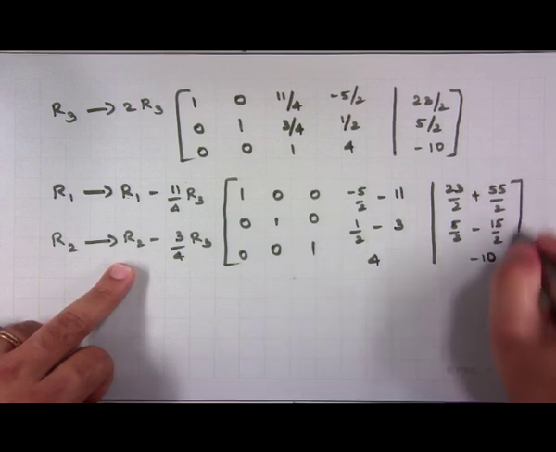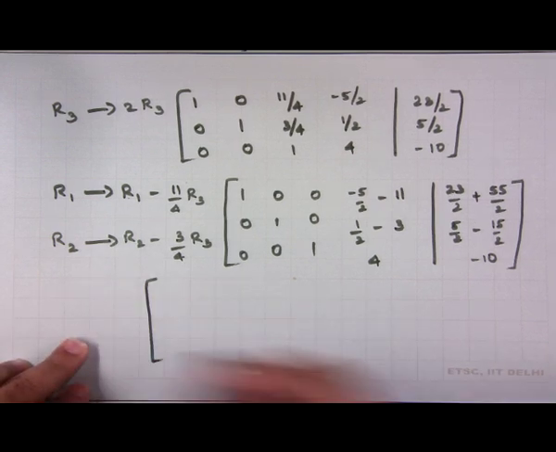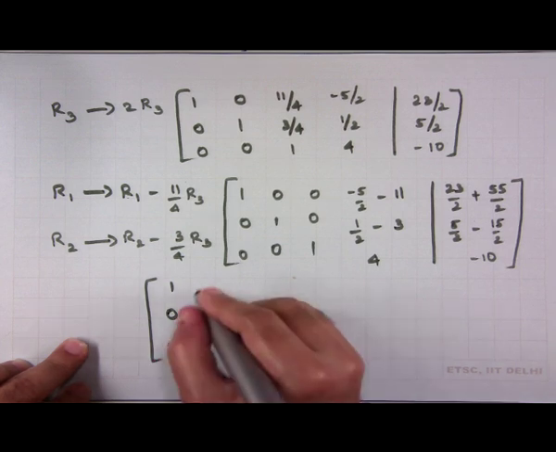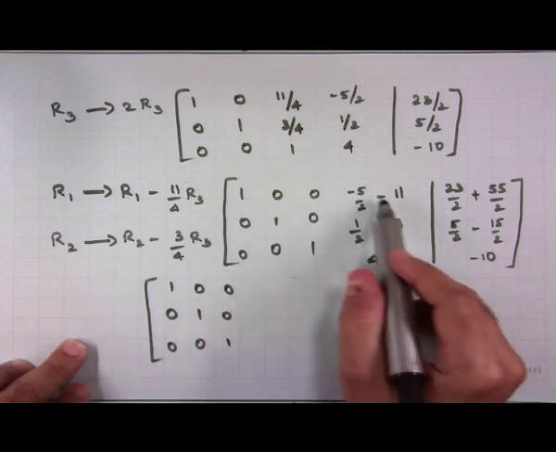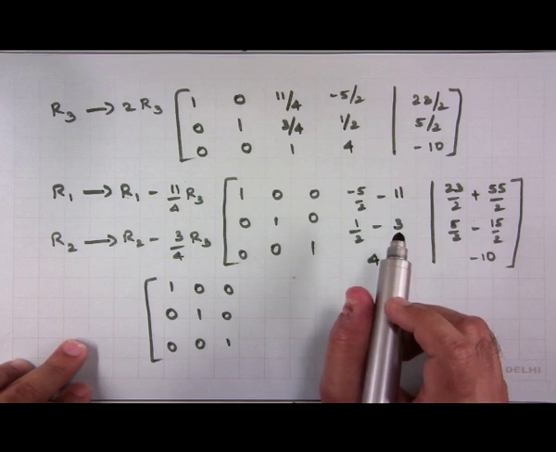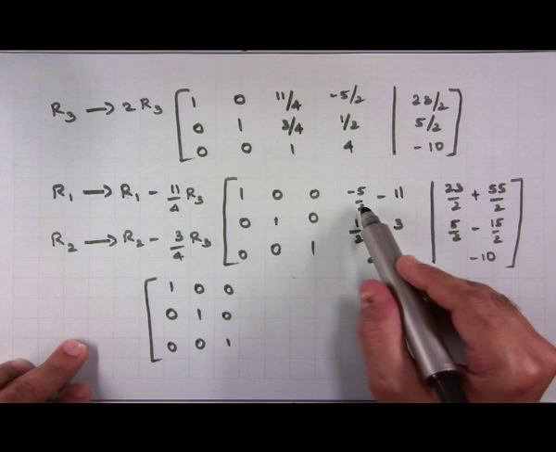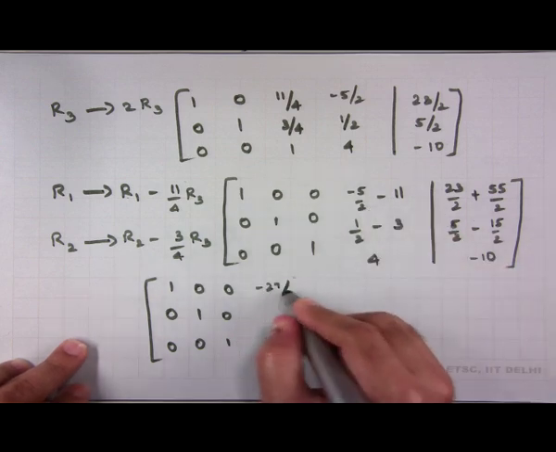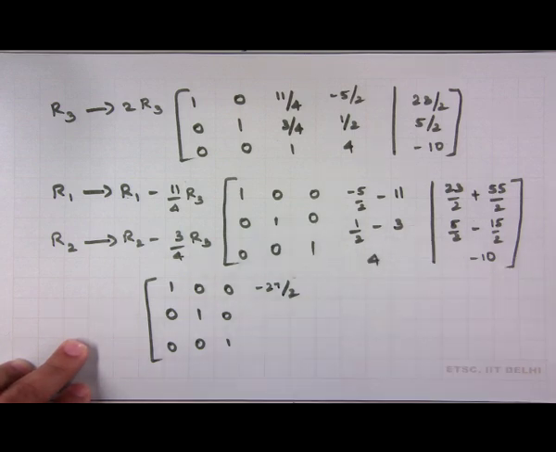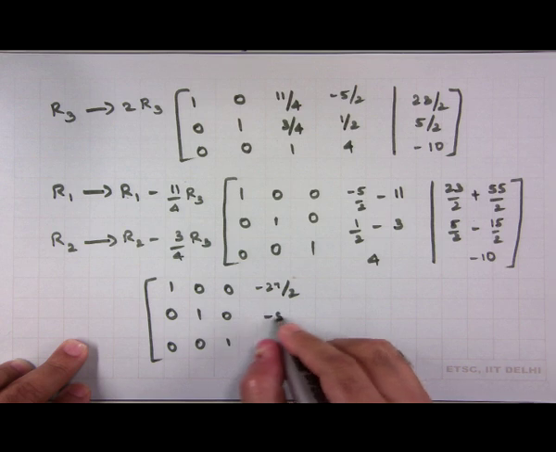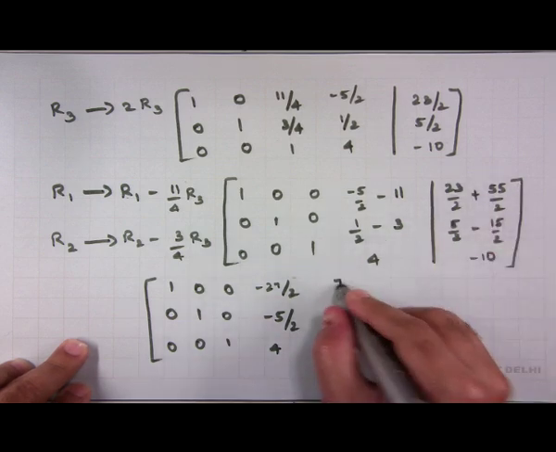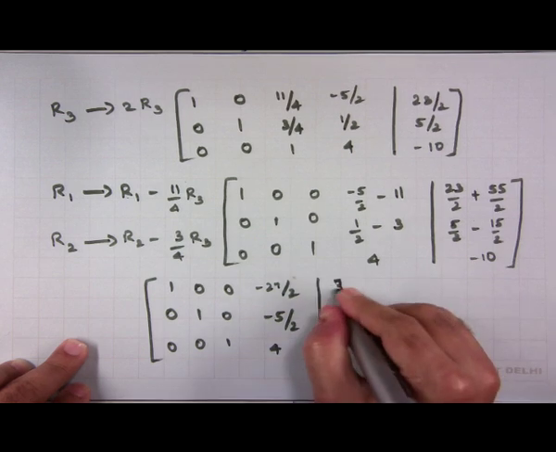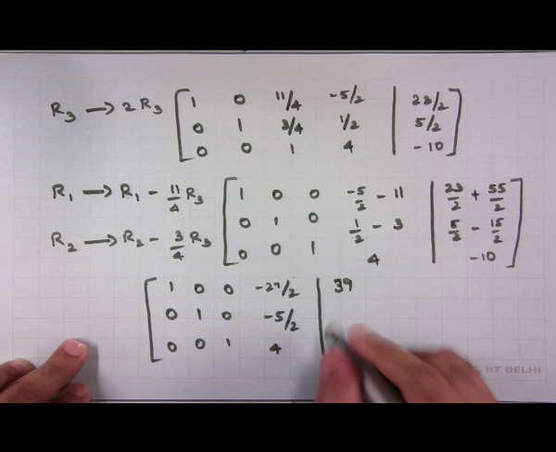Now, let us compute these. The resulting matrix is 1 0 0, 0 1 0, 0 0 1, minus 5 by 2, minus 11, so you have minus 27 by 2. Next one, minus 5 by 2, 4. This is 78 by 2, which is just 39, minus 10 by 2. So, you have minus 5, last one is just minus 10.